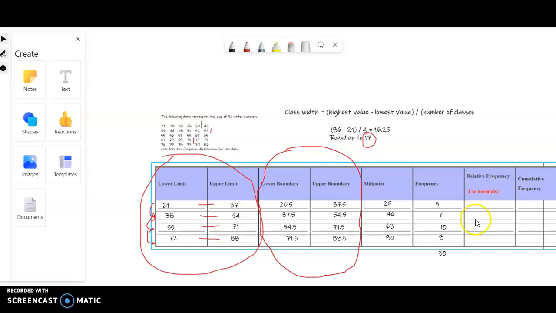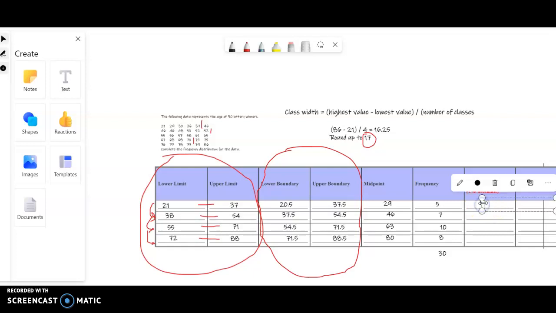So relative frequency, this is the percent column, okay, or written as a decimal. So now I want to know basically the percent, but written as a decimal, that each category makes up of the total. So if I have 30 numbers and 5 of them fall in this category, I'm going to do 5 divided by 30, and I get 0.16666 repeating. I'm going to round this to 2 decimal places because it doesn't specify, so I'm going to say 0.17.